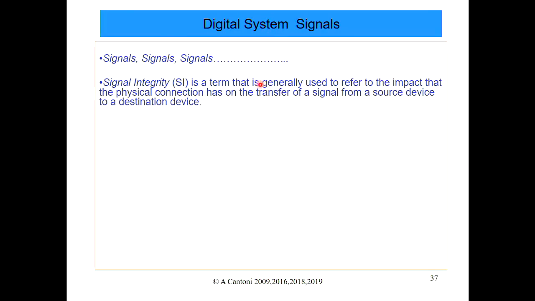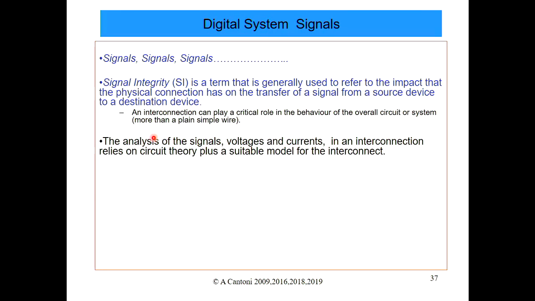So signal integrity is a term generally used for the impact that a physical connection has on the transfer of signals from a source device to a destination device. And if you do end up designing complex or fast digital systems, that will be one of your big challenges: to transmit signals around the printed circuit board and have them arrive at destinations in a correct format, and also not cause electromagnetic interference to other equipment.